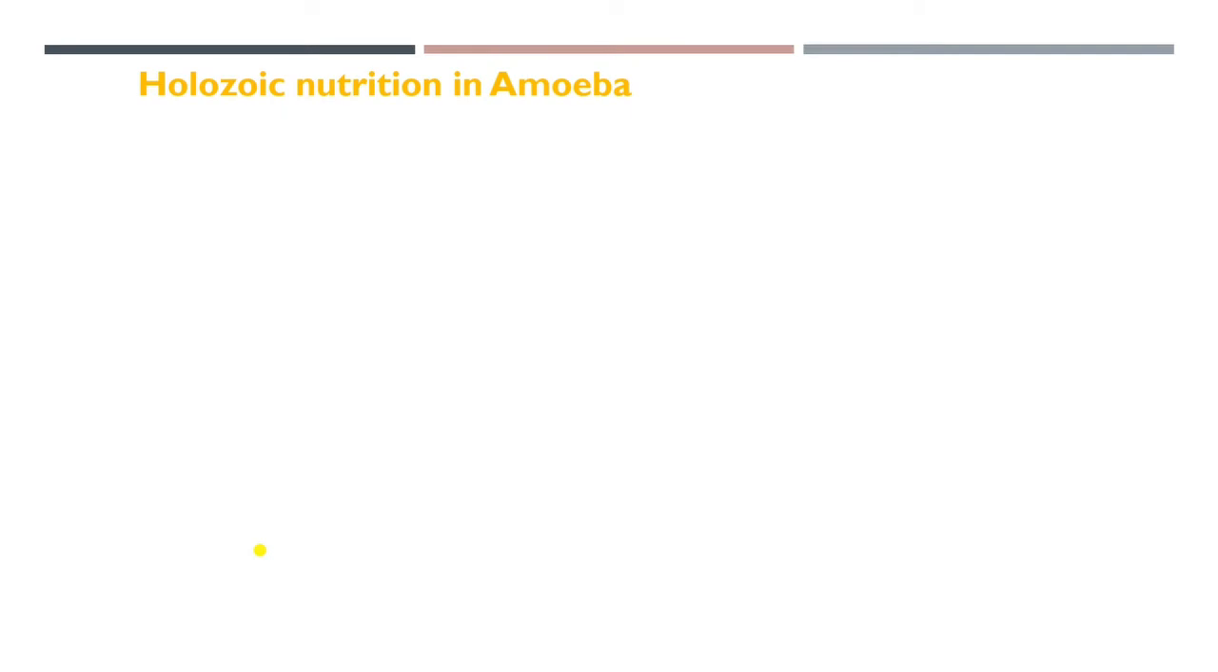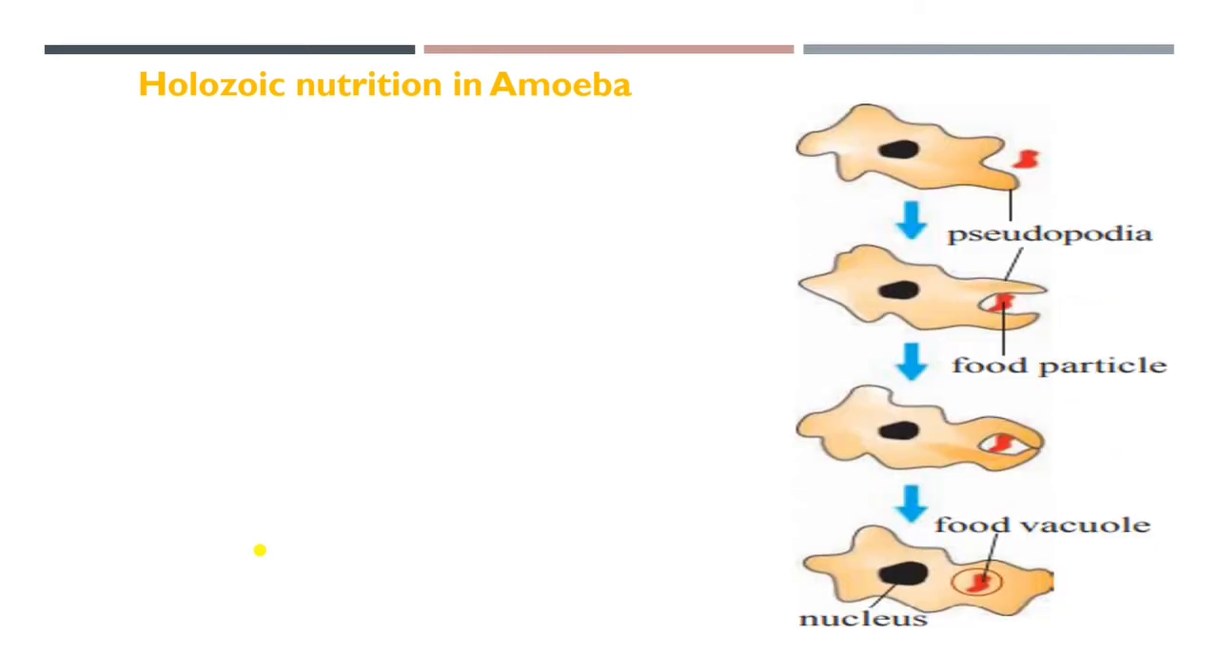The process of digestion in amoeba. You observe the images, how the food is collected inside the cytoplasm, and how the food vacuole is formed around the food. So now, how is the food digested inside the food vacuole? That is digestion in the food vacuole. The digestion takes place inside the food vacuole.